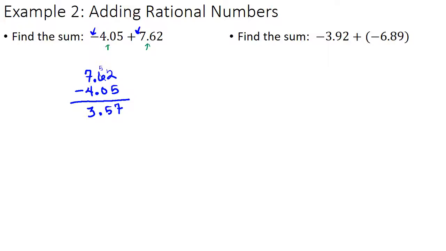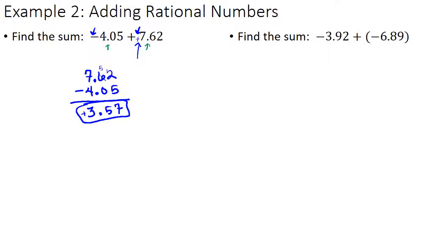Now that we've done this subtraction, we need to come back and check for our signs. So we come up and look at the bigger of the two numbers. It was positive. That means our answer is going to be positive. So our answer is positive 3.57.